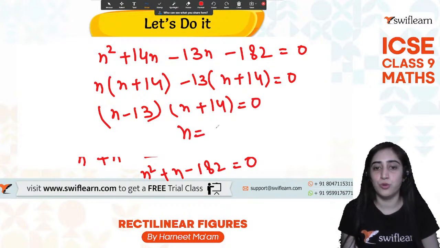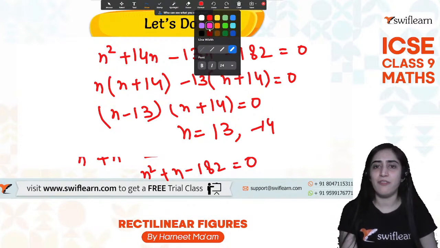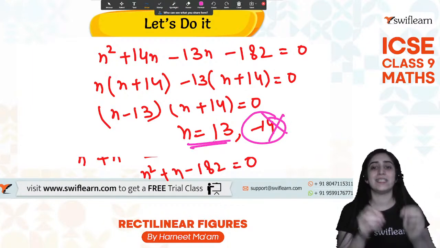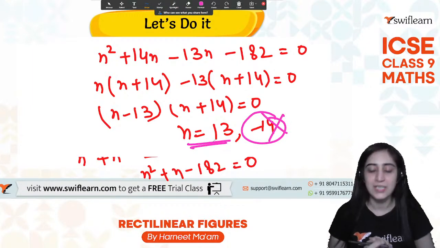So we got two values of n. One is 13 and the other is minus 14. So do you think we can have a negative value for this? No, we cannot. So we are only left with the answer saying n is equal to 13.